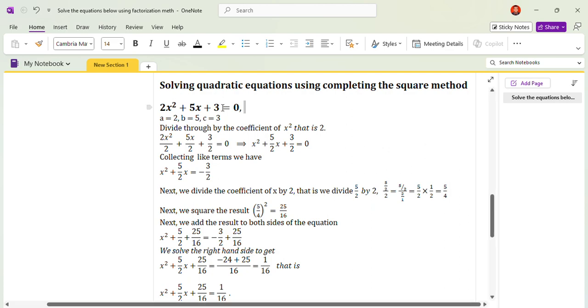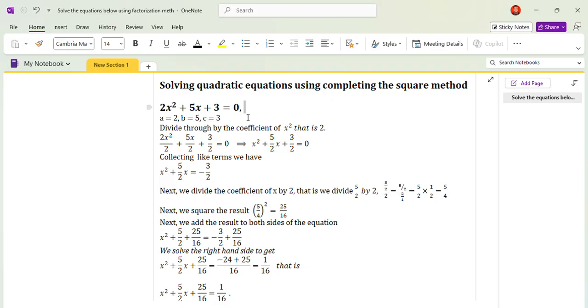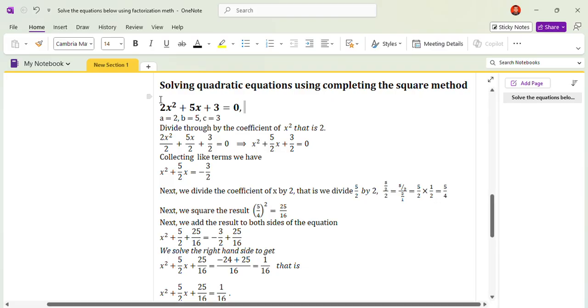So the first thing we are going to do is make sure that x squared does not have any coefficient. If the coefficient of x squared was initially 1, we wouldn't have to do this. But because the coefficient of x squared here is different from 1, we are going to divide through by the coefficient of x squared. We want to make sure that the coefficient of x squared is 1.